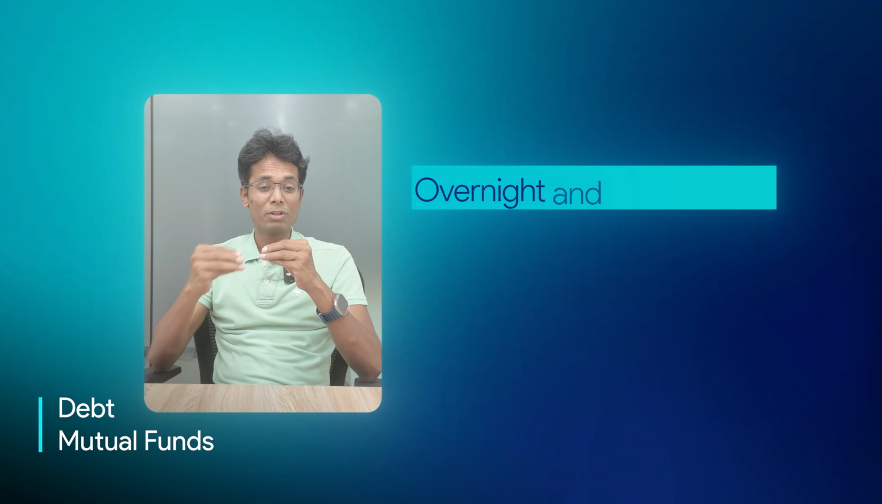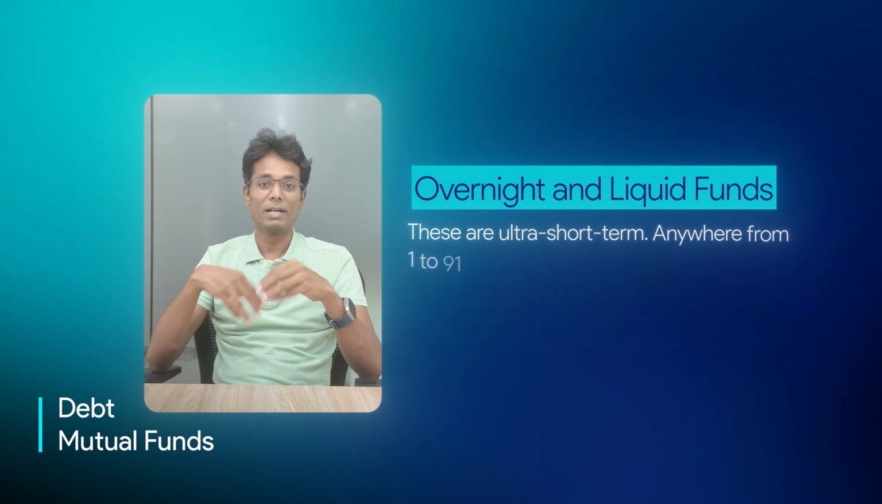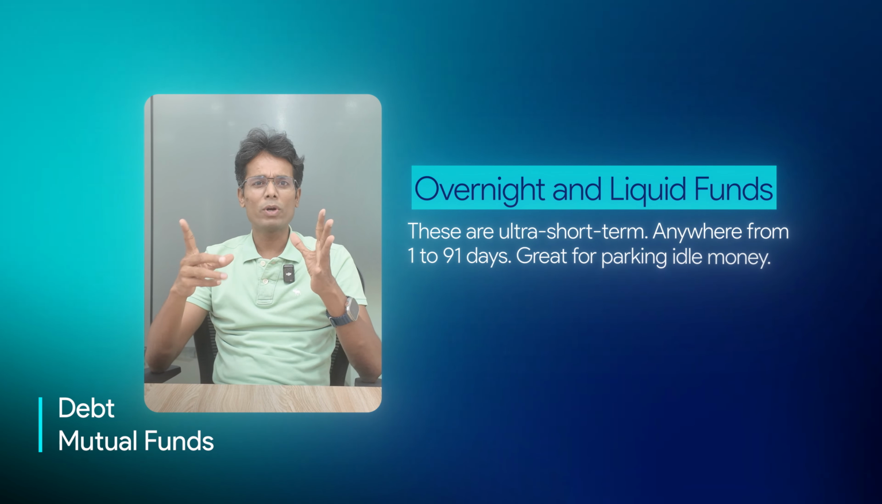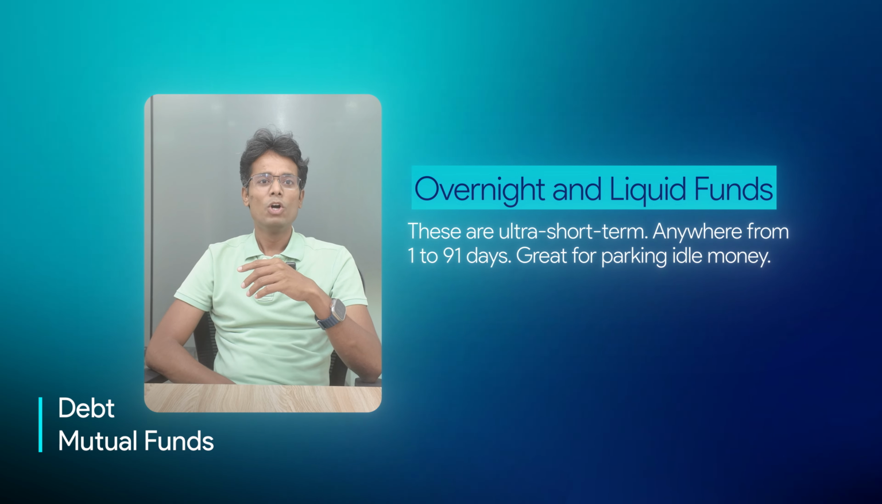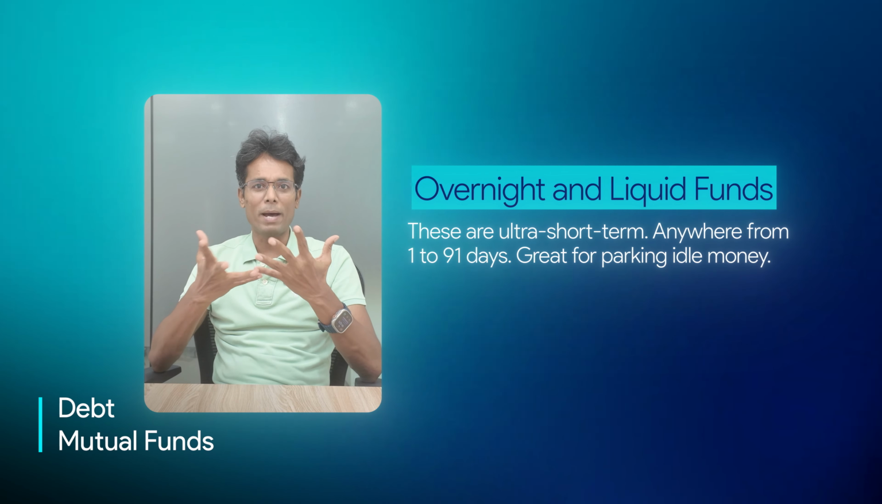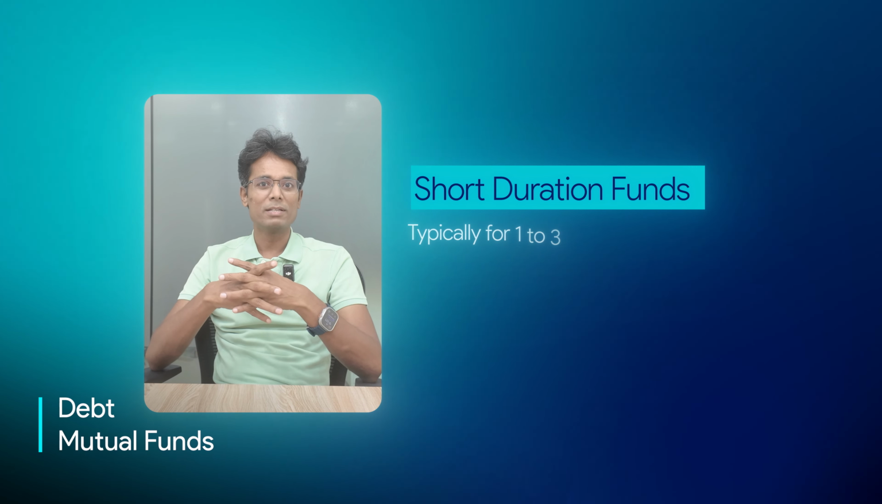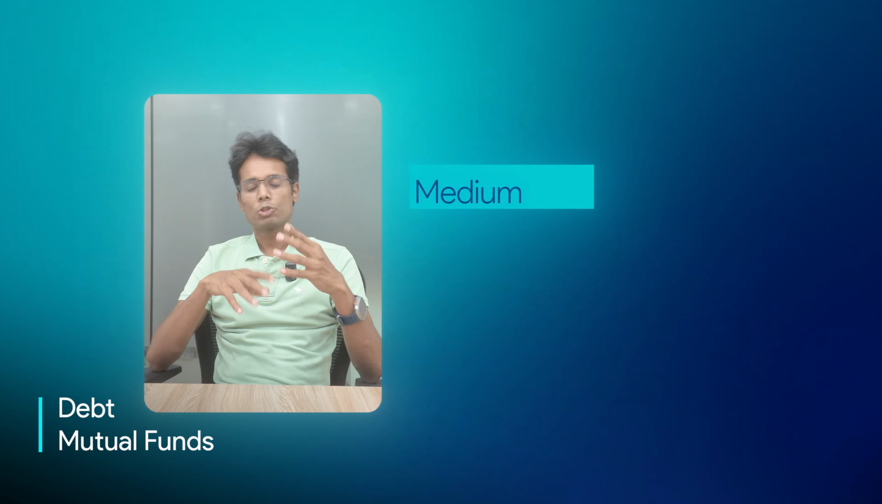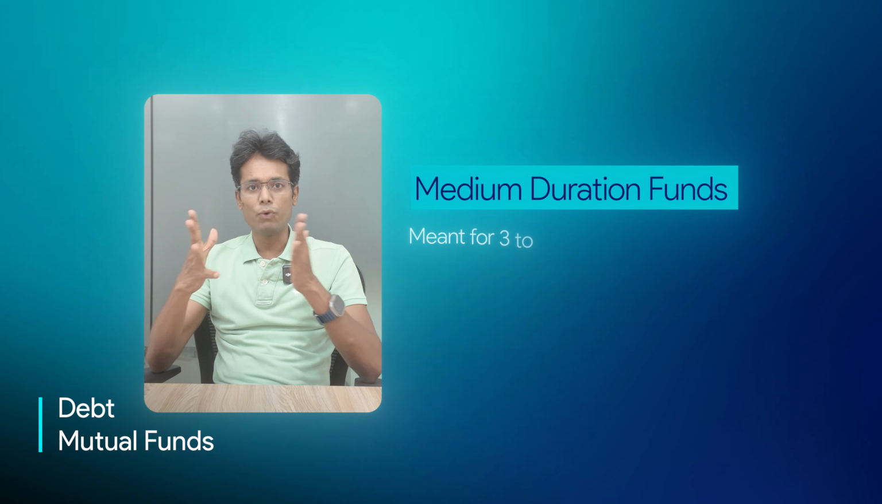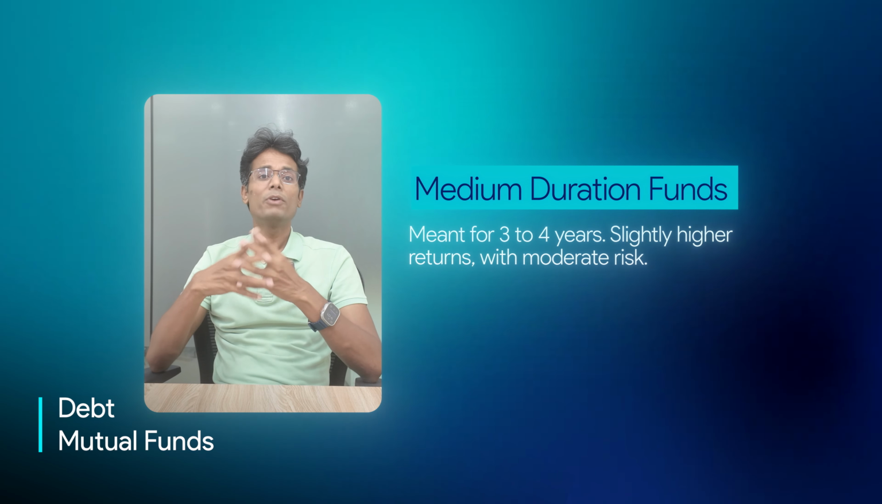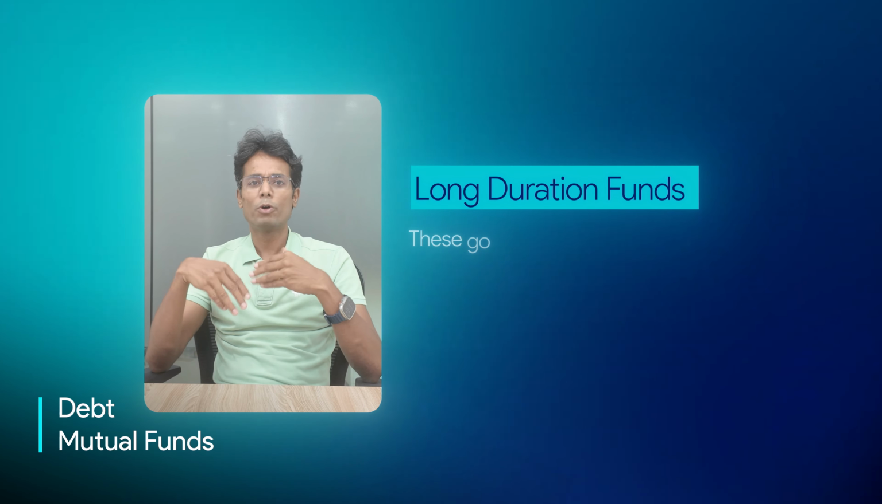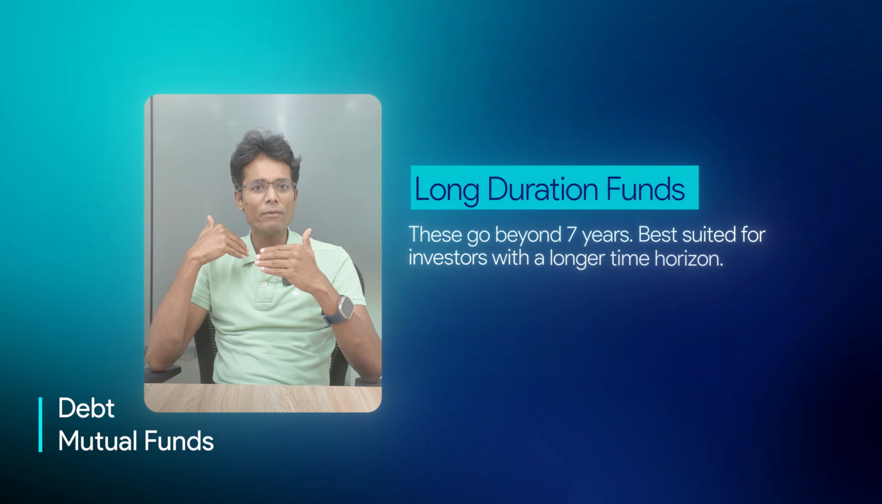Based on how long the money is lent to them, the debt funds are divided into different categories. Overnight funds, let's say if they give the money for one night, then it's overnight funds, and then liquid or ultra short-term funds, anywhere from 1 to 91 days. These are great for parking idle money, right? There are short duration funds as a category, typically for 1 to 3 years. So it's a balance of safety and returns. Then there are medium duration funds which are meant for 3 to 4 years, which have slightly higher returns but with moderate risk. Long duration funds go beyond 7 years, and these are for someone who has a longer time horizon.